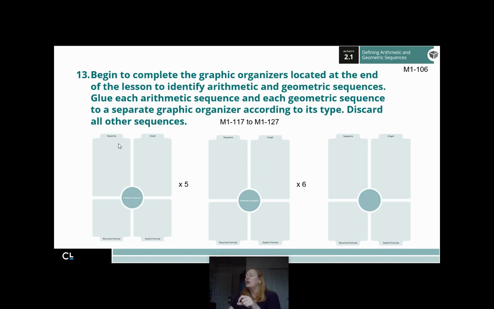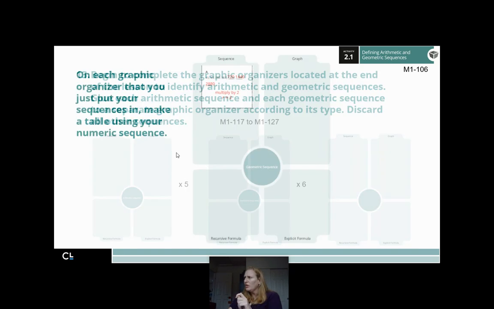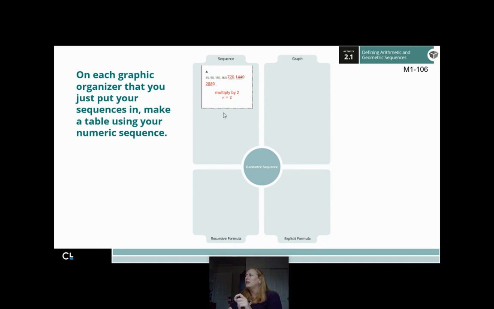So you're going to do that first: glue in your arithmetic guys, 1 per arithmetic organizer, glue in your geometric guys, 1 per geometric organizer. Don't worry about the blank one. But I have an extra special bonus that the directions in your book don't tell you to do, but I want you to do this because it's going to help you. Once you've glued it in, so here I have sequence A. Sequence A was geometric, so I glued it into the top of my geometric organizer.